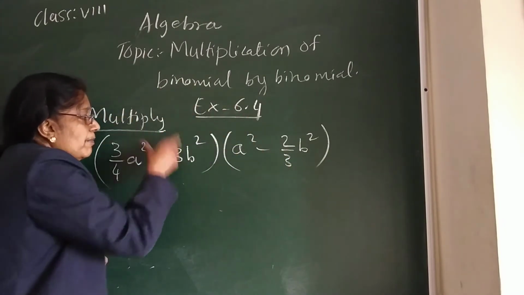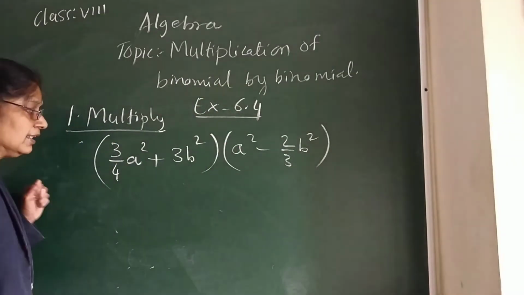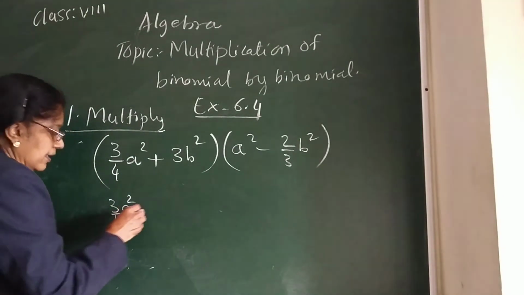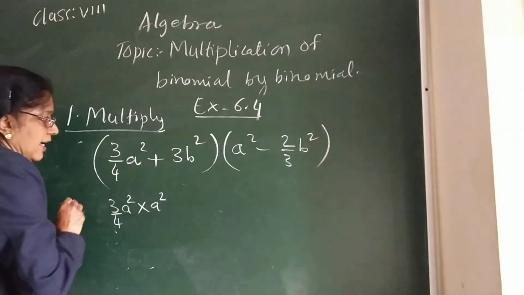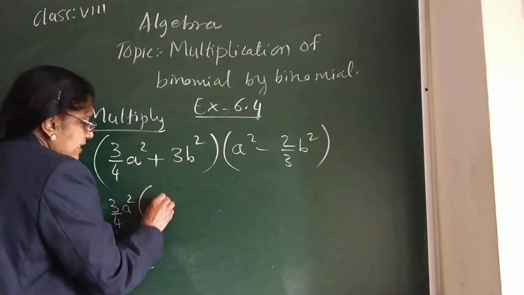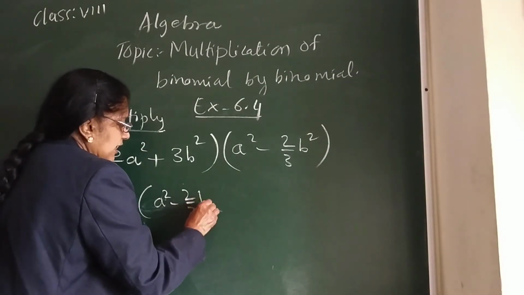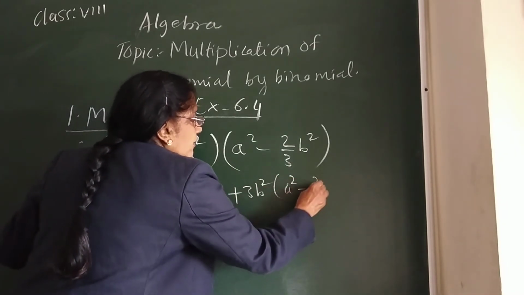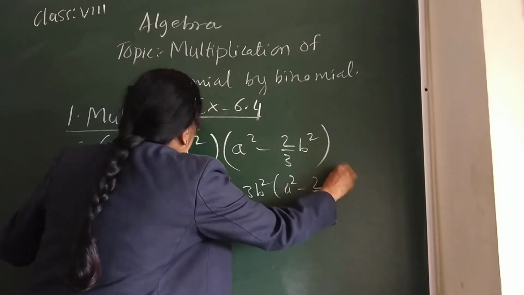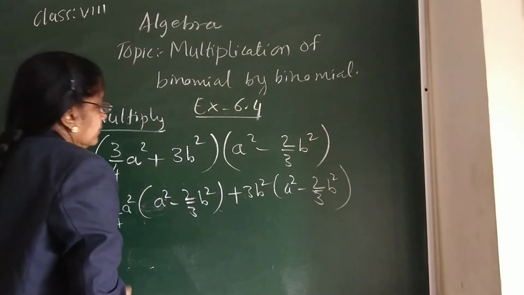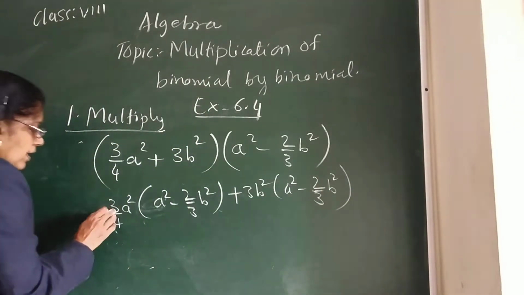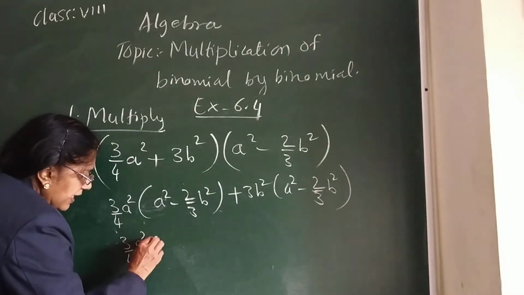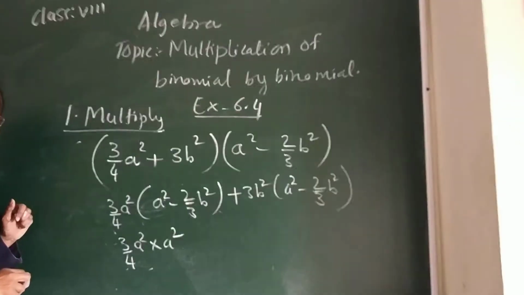Take the second term and multiply it with both the terms of the second binomial. So 3 by 4 a square into a square, 3 by 4 a square into minus 2 by 3b square, plus 3b square into a square, minus 3b square into 2 by 3b square. So got it. Now 3 by 4 a square into a square.